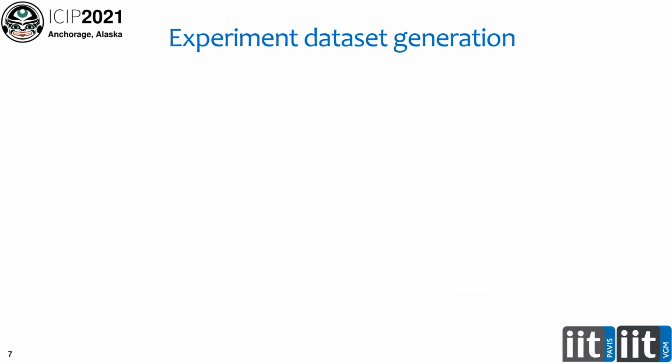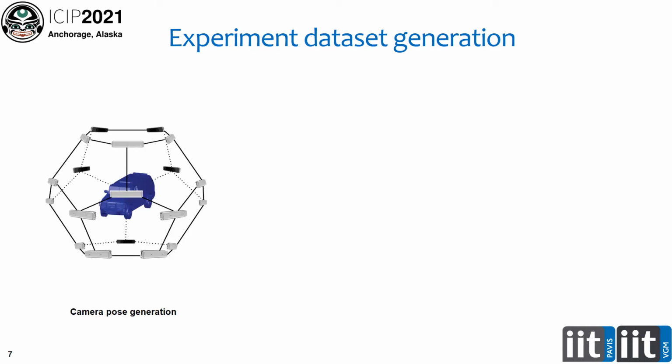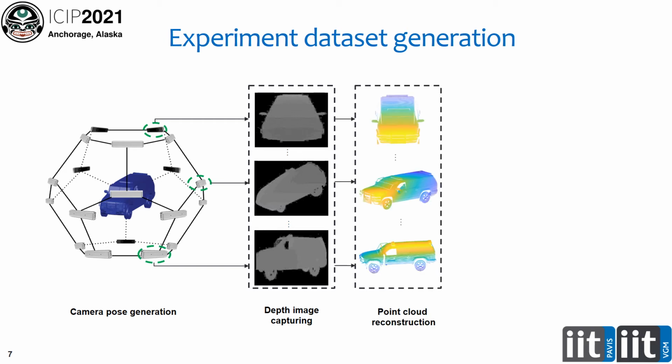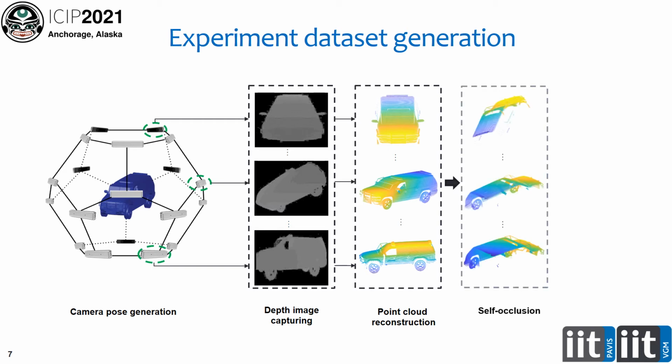Here I am going to explain our dataset generation pipeline. For the dataset rendering, we choose 3D patch representation of each object in order to account for self-occlusion. We then position a virtual RGBD camera at each view pose for depth capturing. After that, we convert all acquired depth images to point clouds using the camera extrinsic and intrinsic matrices. The reconstructed single-view point clouds are often self-occluded due to the limited visibility of the camera view.